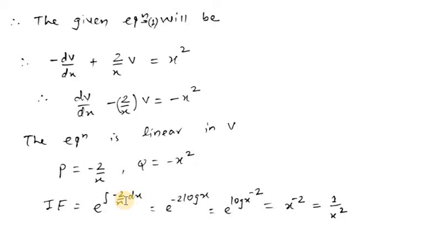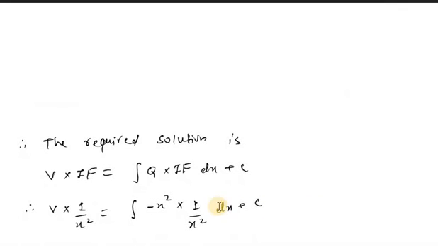Now integration of 1 by x is log x, and this minus 2 as it is, so it becomes e raised to minus 2 log x. Now applying the properties of logarithm, it will become e raised to log x raised to minus 2. Again applying the property of logarithm, that is e raised to log y to base e, the answer is y. So it will become x raised to minus 2, and x raised to minus 2 is 1 upon x square. So this is the IF, the integrating factor.